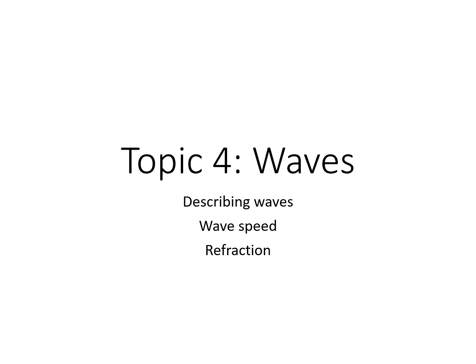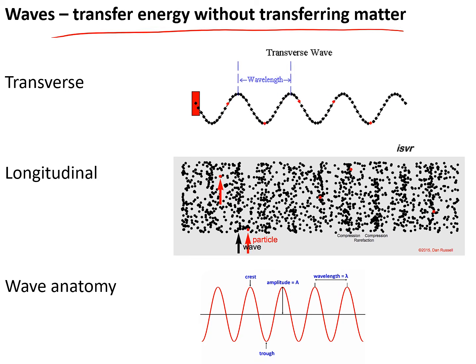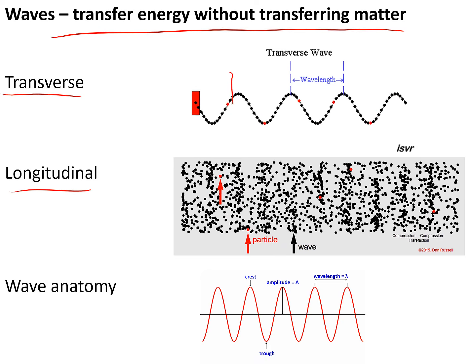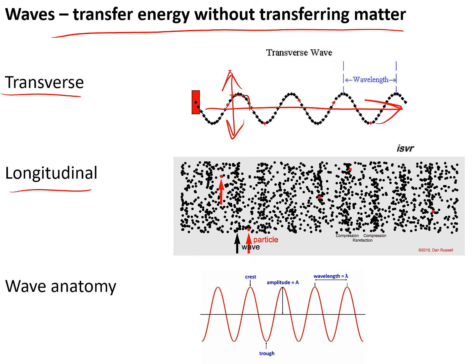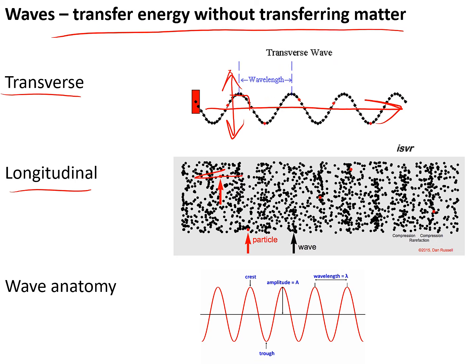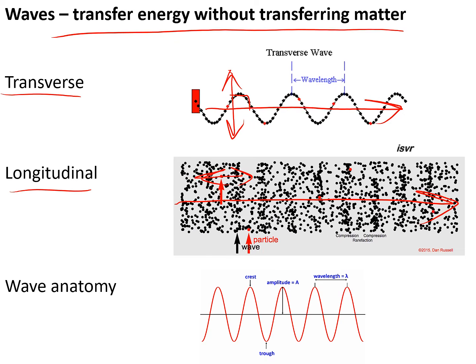Topic 4 on waves is about describing waves, wave speed and refraction. So waves transfer energy without transferring matter. There are 2 types of wave, transverse ones and longitudinal ones. Transverse ones, the particles vibrate perpendicular to the direction of energy movement, say perpendicular, not up and down. Longitudinal waves, the particles vibrate parallel to the direction of energy movement.